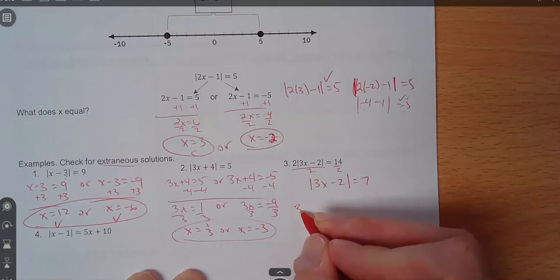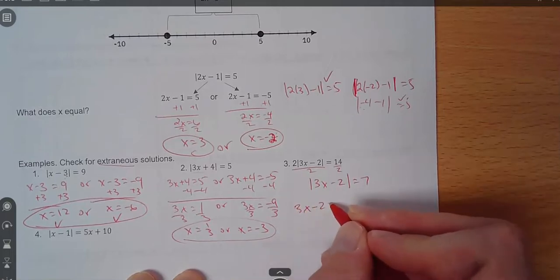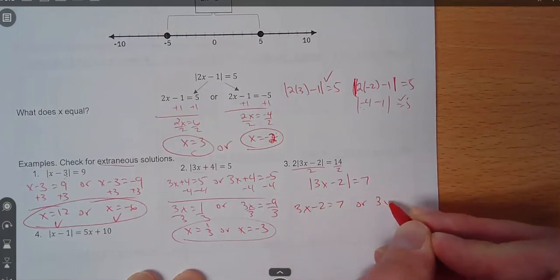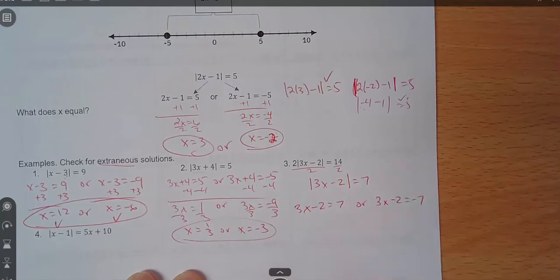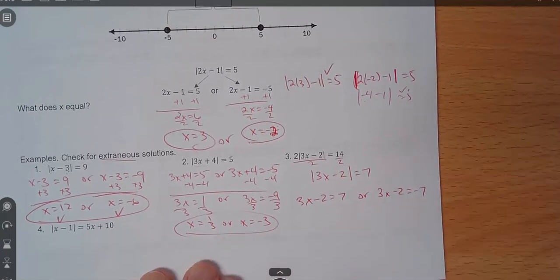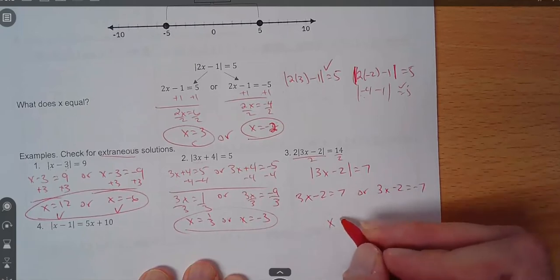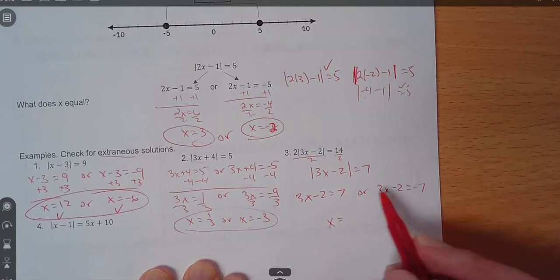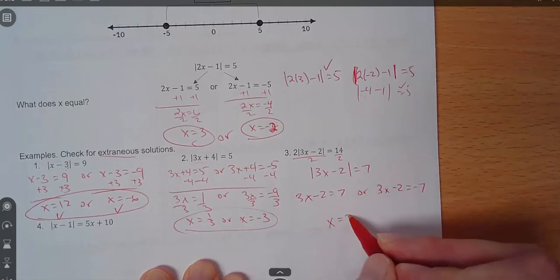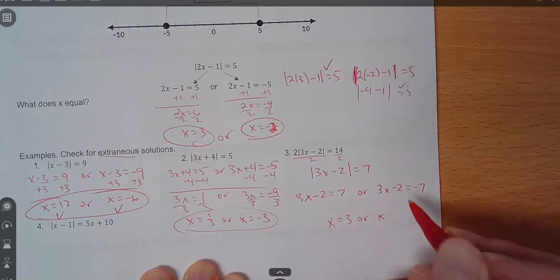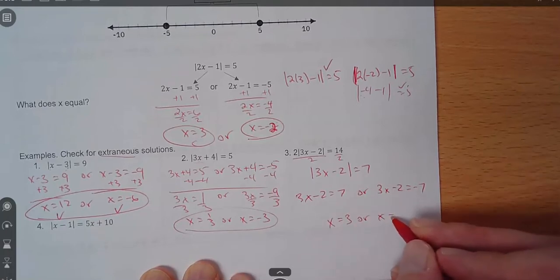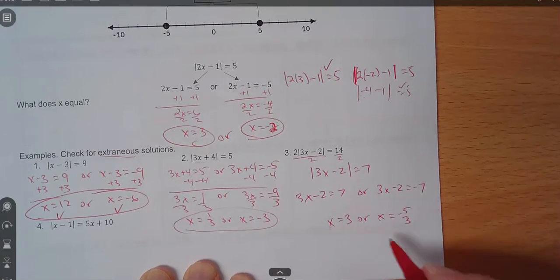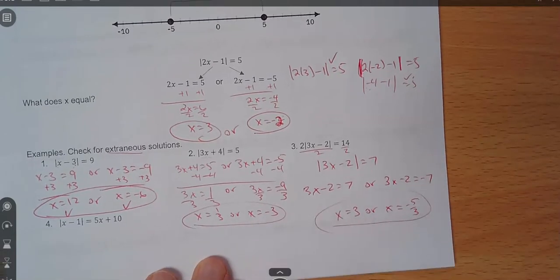And now, split those up: 3x minus 2 equals 7, or 3x minus 2 equals negative 7. Okay, speeding the process up here for the sake of time. On this one, I'd get 3, and on this one, I would get negative 5/3. And they do both work. Okay, so again, if I plug them back in, they work.